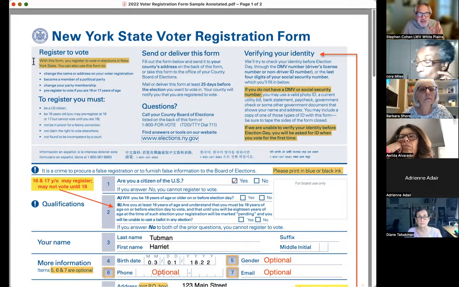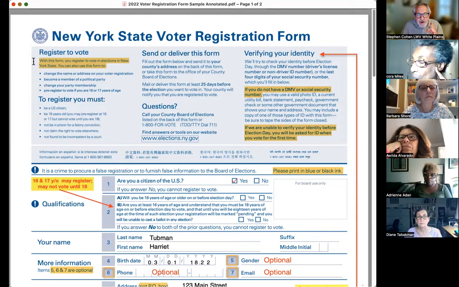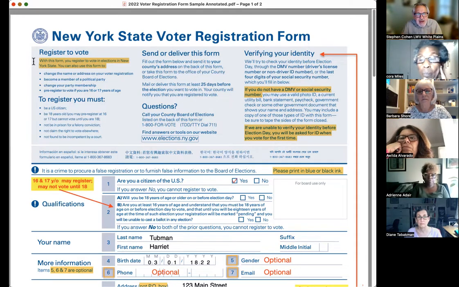People can change their name or address on their voter registration. So for example, if someone moves from one town to another, then this voter registration form would be used to do that. If someone gets married and changes their name, then this form would be used to convey that information to the Board of Elections. One can also become a member of a political party or change party affiliations.